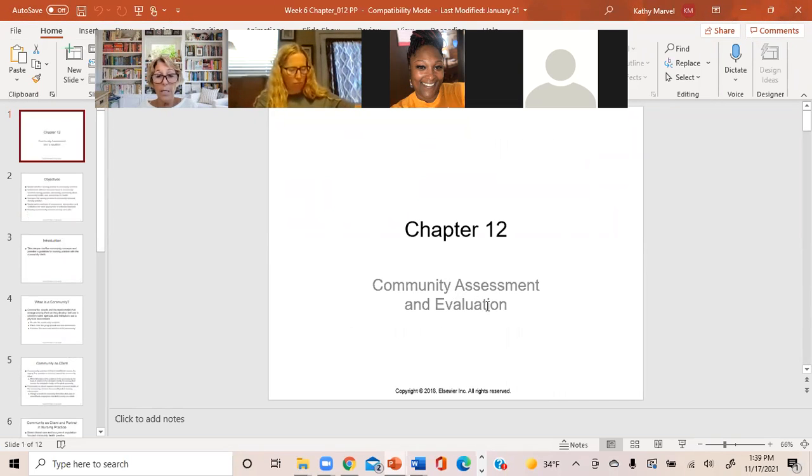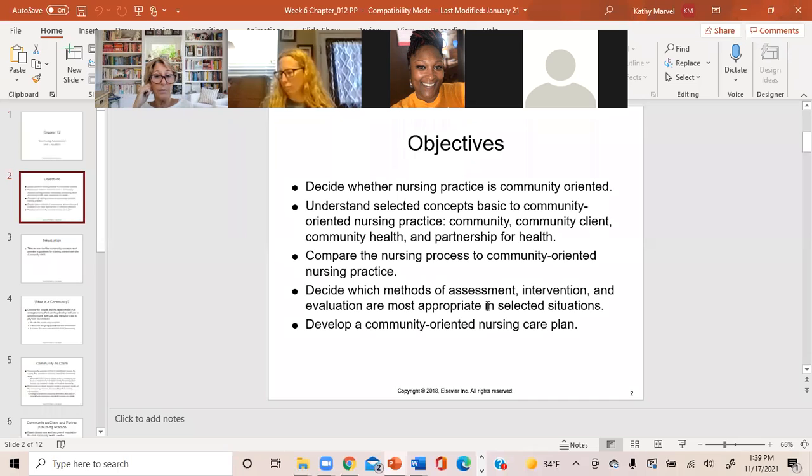Let's go into chapter 12. Let's follow along. This is community assessment and evaluation. Okay, so let's shift our ADPI thinking to now, how do we do a community assessment? How do we do a community assessment and evaluation? And again, take a look at your objectives. We need to be able to answer these questions. If you're able to answer these questions, then you know you are current on the content of the chapter that covers the concept of community assessment.